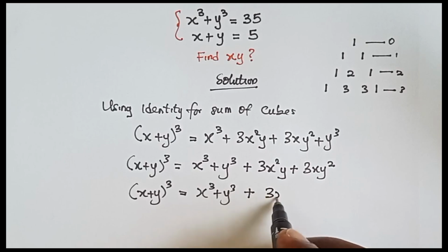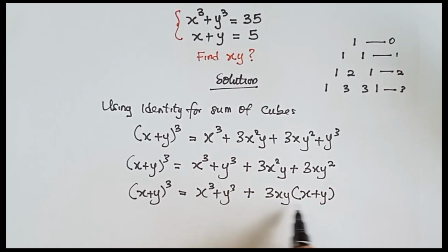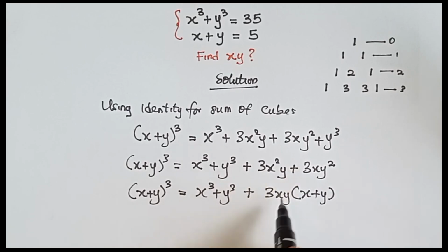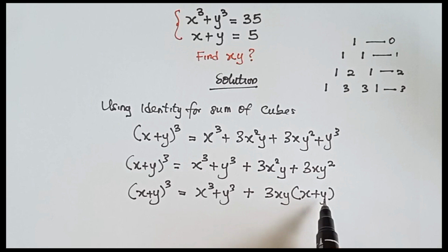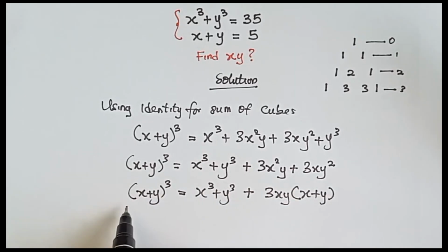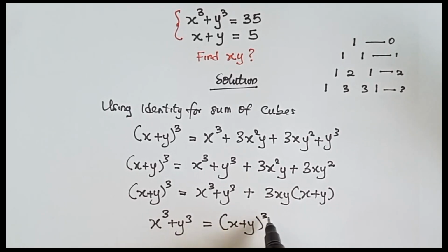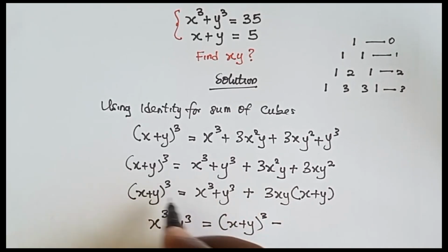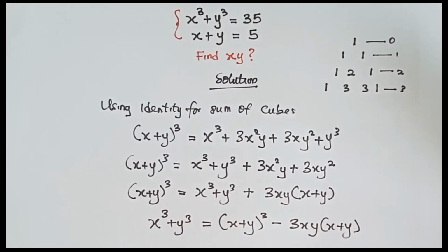Then what is common here? 3xy is common, and I have (x + y). By the time you open this bracket, 3xy times x gives you 3x squared y, and 3xy times y gives you 3xy squared. We can take the whole of this to that side. So we have x cubed plus y cubed equals (x + y) cubed minus 3xy(x + y).